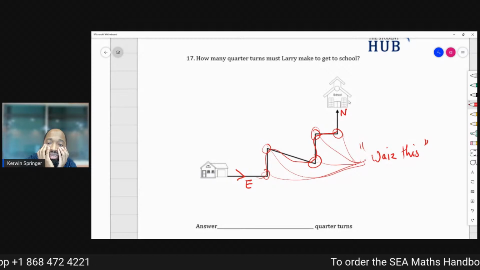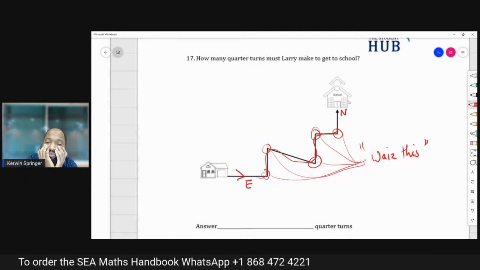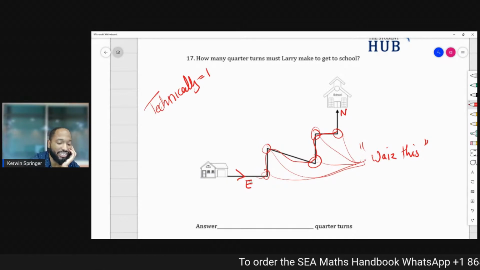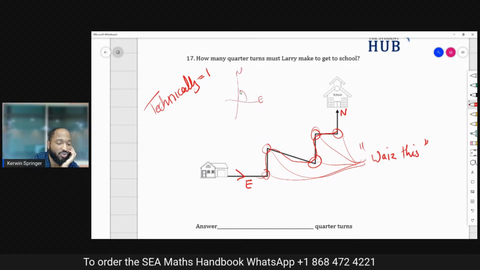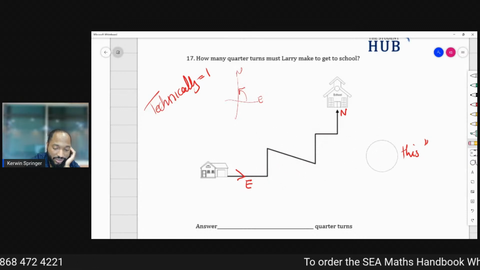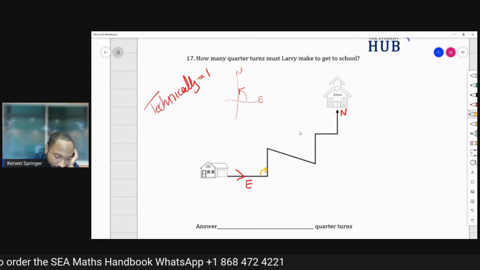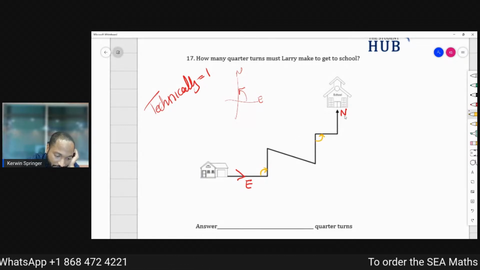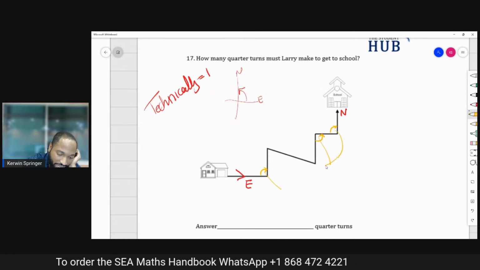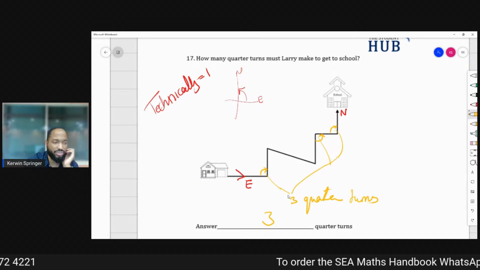How many quarter turns must Larry take to reach his school? Well, technically, the answer is 1, because at the end of the day, he just went from east to north. But I think this question is checking to see if you know what a quarter turn looks like. So they want exact quarter turns. There's an exact quarter turn here, there, and here. There are 1, 2, 3 right angles, and right angles indicate quarter turns. So 3 is the best answer for this question.